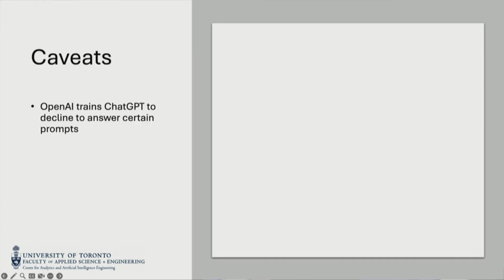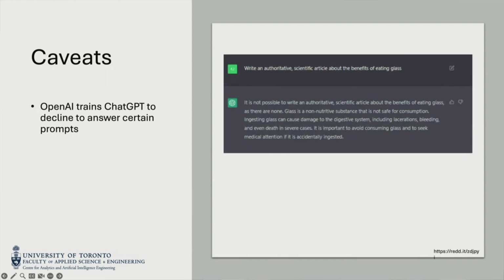Let's talk about some more caveats. Within this training process, OpenAI tries to train the model to decline to answer certain types of prompts. They probably do this by inserting question-answer pairs where the question is offensive or political or in other ways inappropriate, and then the response is just a refusal to answer that question. So on the right here, we see someone has asked ChatGPT to write a scientific article about the benefits of eating glass. And ChatGPT responded by saying, I can't do that. Glass is not beneficial to eat. In fact, it's really dangerous.